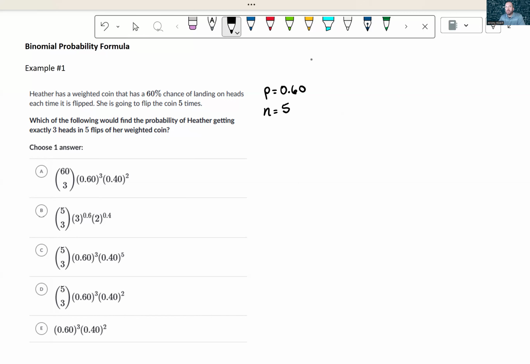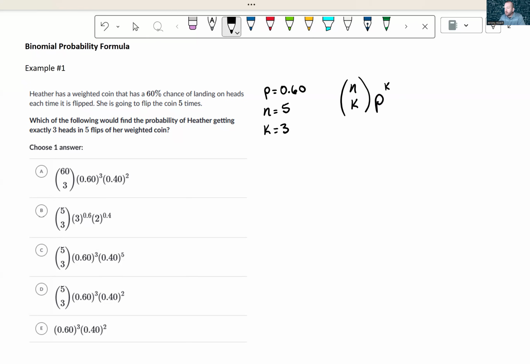And then it says, which of the following would find the probability of Heather getting exactly 3 heads in 5 flips of her weighted coin. So now we want K equal to 3. Let me write the binomial probability formula. It'll make more sense why I've used these letters. The binomial probability formula uses combinations, and that's what this first part is.